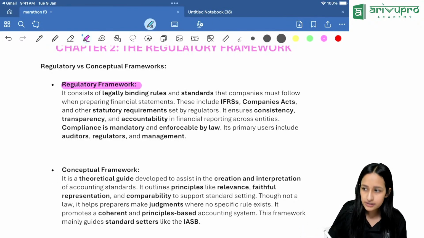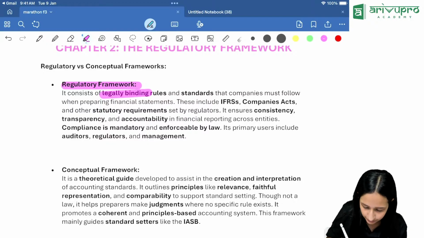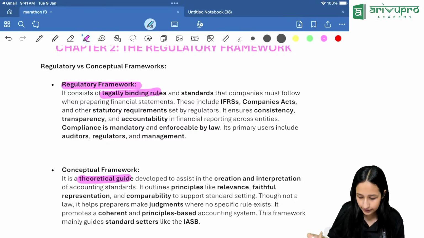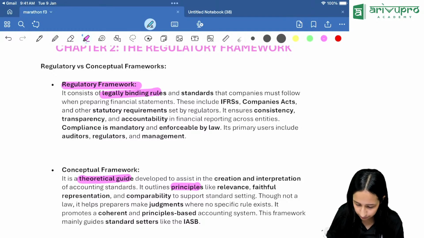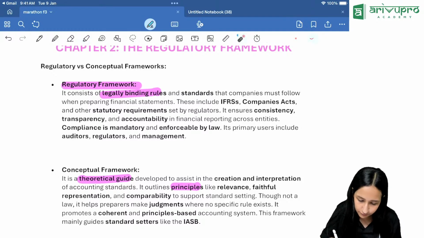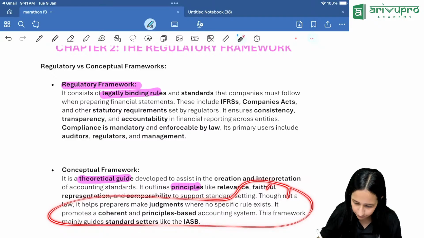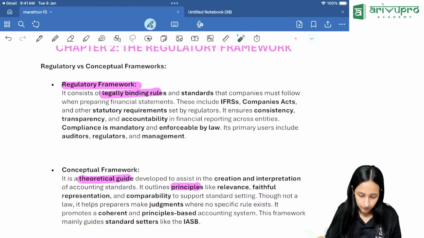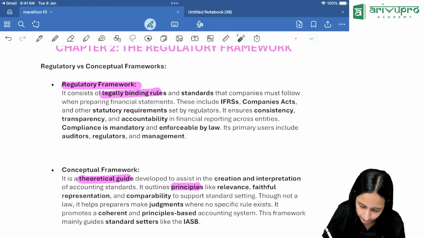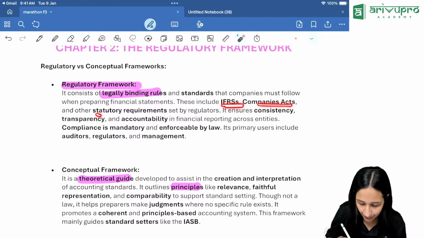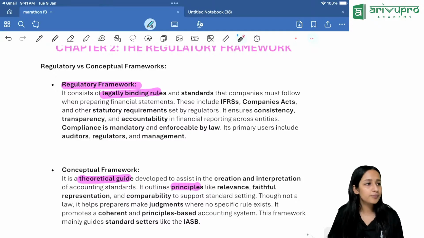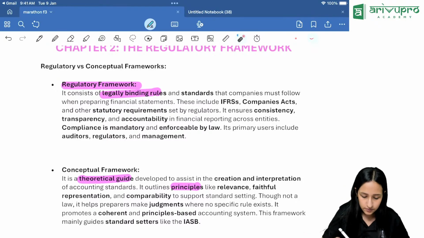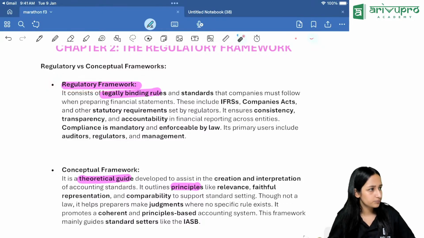Regulatory framework. What should we understand? Legally binding rules here; theoretical guides and principles you need to remember. And after this part, we are just talking about faithful representation, comparability, etc. Coming to the regulatory framework, they will tell you these include IFRS, the Companies Act, and statutory requirements. See, if you breach IFRS, nobody will look at your statement. So it's important for you to look at that. That's why this comes under the regulatory framework.